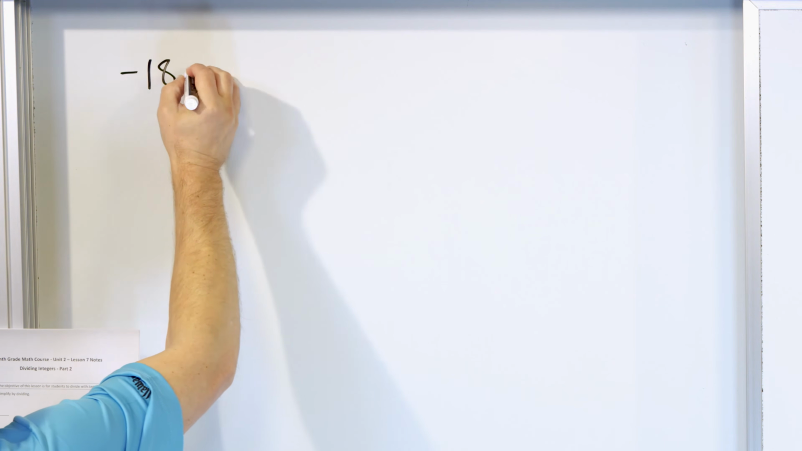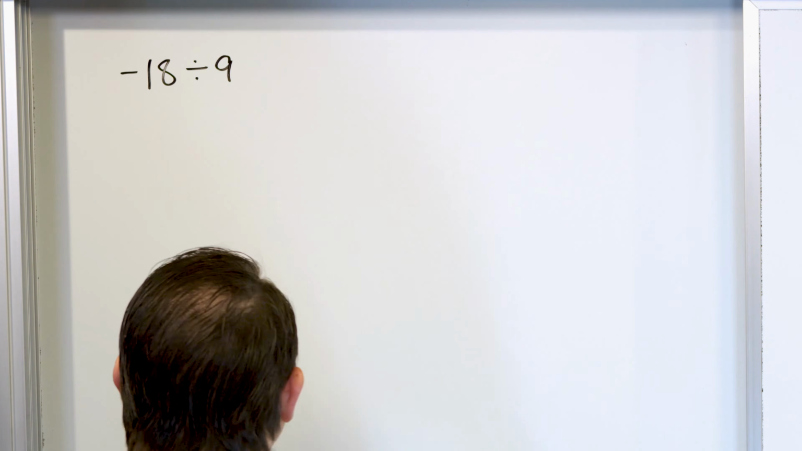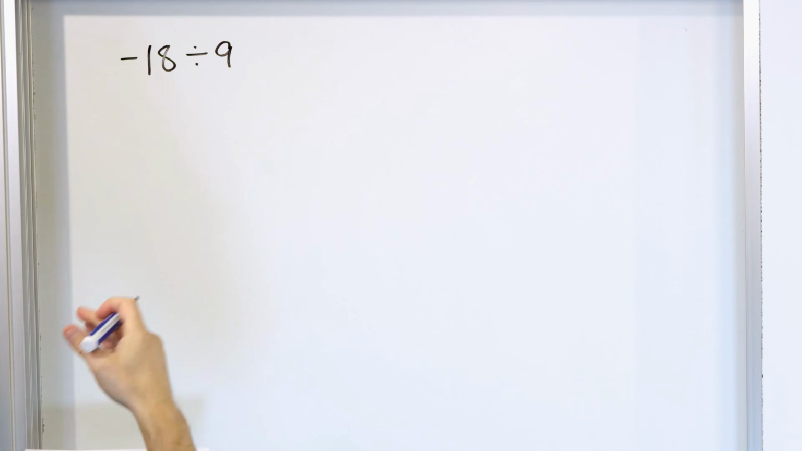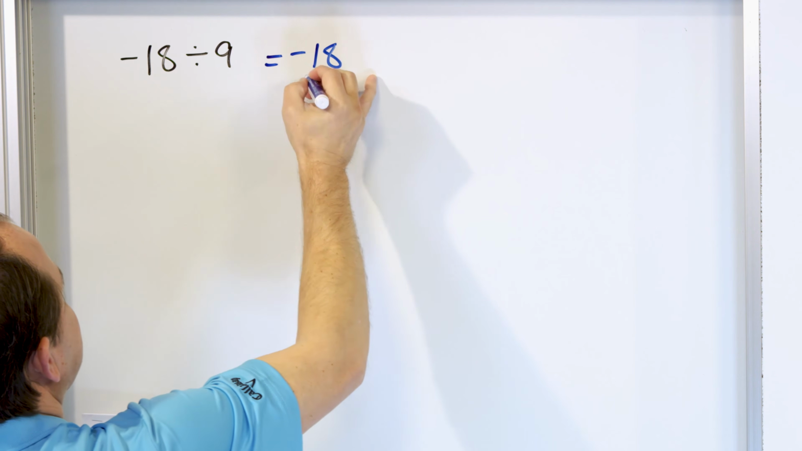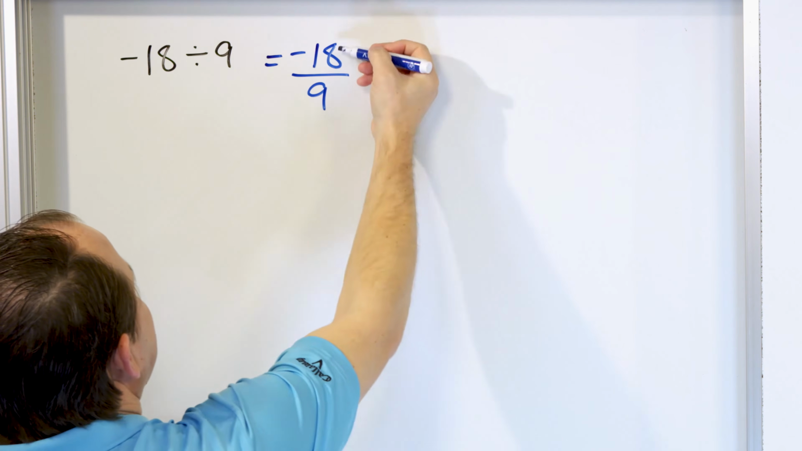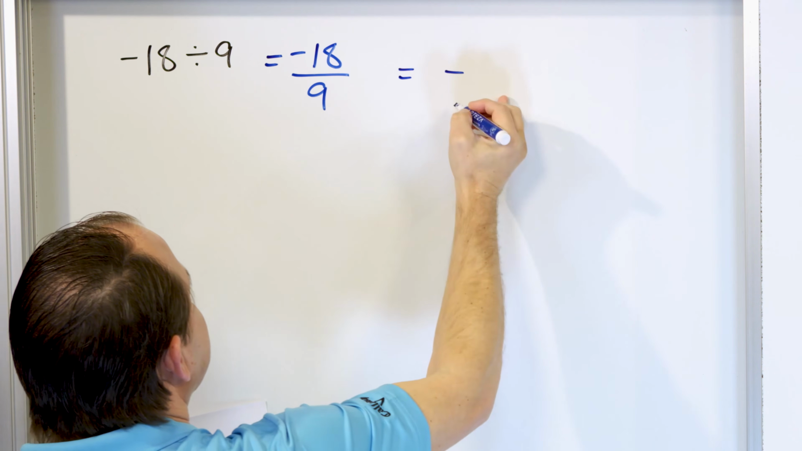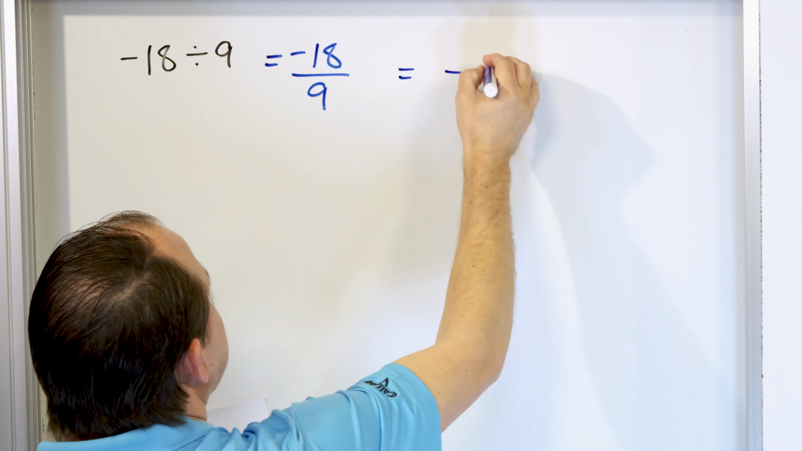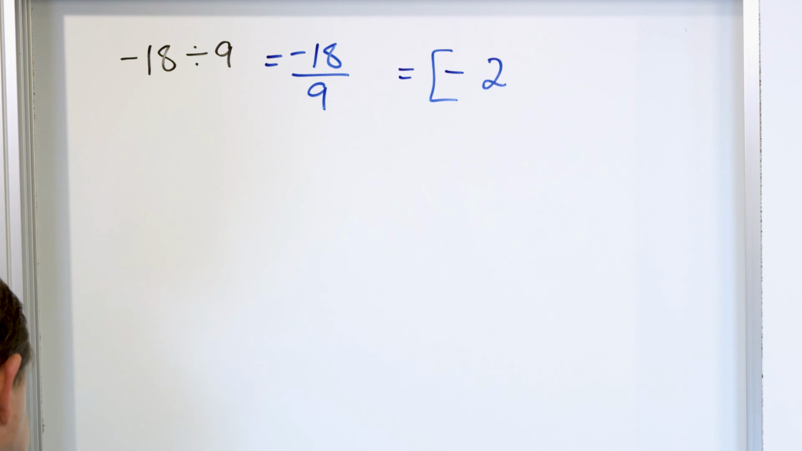Negative 18, let's divide that by 9. Now generally we're not going to be using this division symbol very much anymore, but we're kind of taking the training wheels off. So we want to start writing these as division with a fraction bar. Negative 18 divided by 9. The signs are different. This is a negative and a positive here. So the answer is going to be negative. And then 18 divided by 9 is 2, right? So the answer is negative 2.